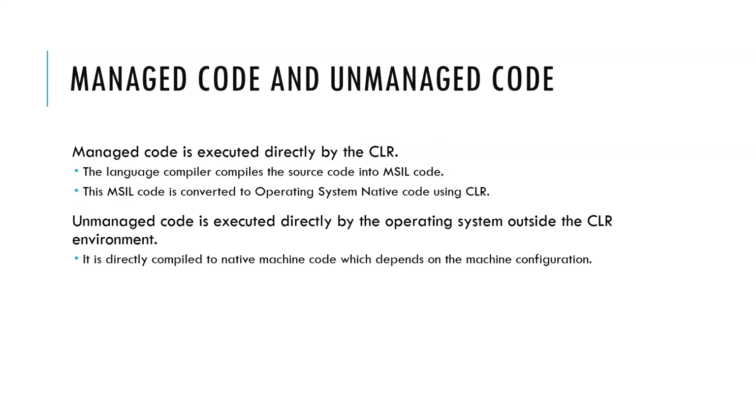So what is the difference between managed code and unmanaged code? Managed code is executed directly by the CLR and it provides all the CLR services. The language compiler compiles the source code into MSIL code. This MSIL code is converted into operating system code with the help of the CLR. Unmanaged code is executed directly by the operating system outside the CLR environment. It is directly compiled to native machine code, which depends on the machine configuration.